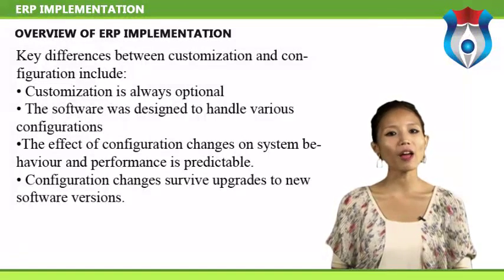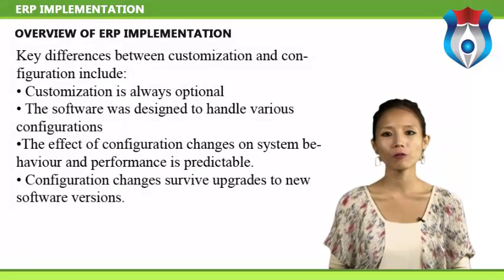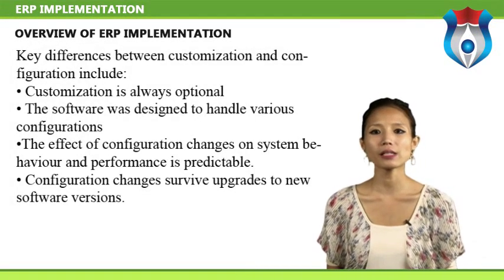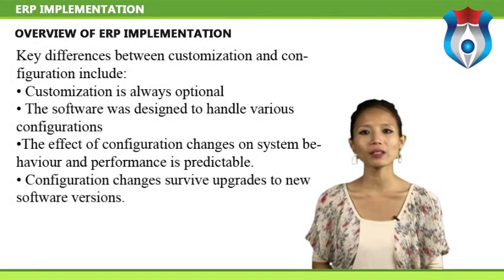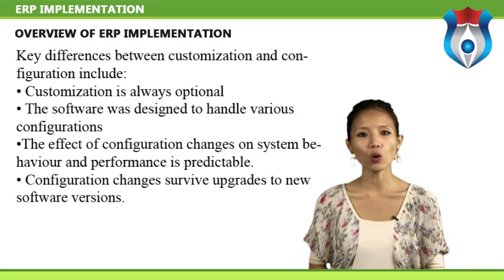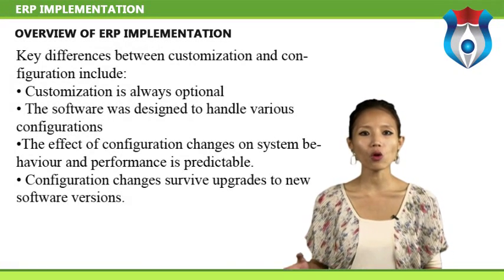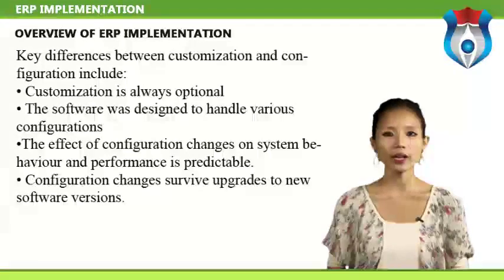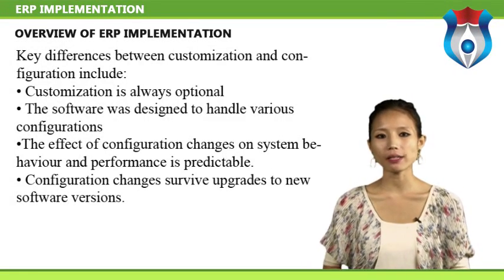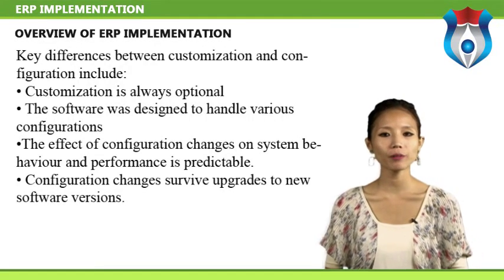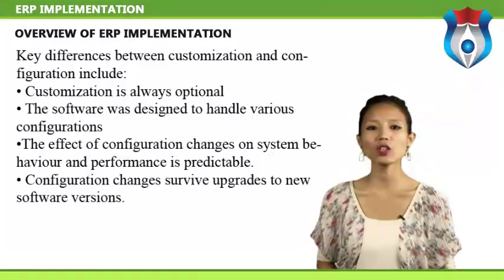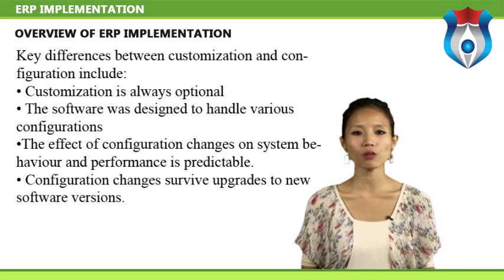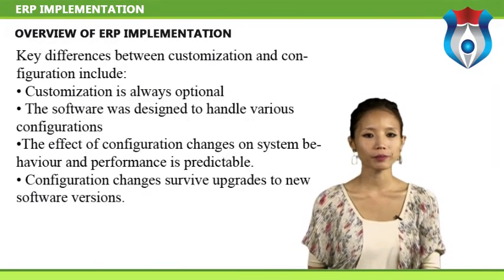Configuration changes survive upgrades to new software versions. Some customization example code that uses predefined hooks that are called before or after displaying data screens survive upgrades, though they require retesting. Other customization examples, those involving changes to fundamental data structures, are overwritten.